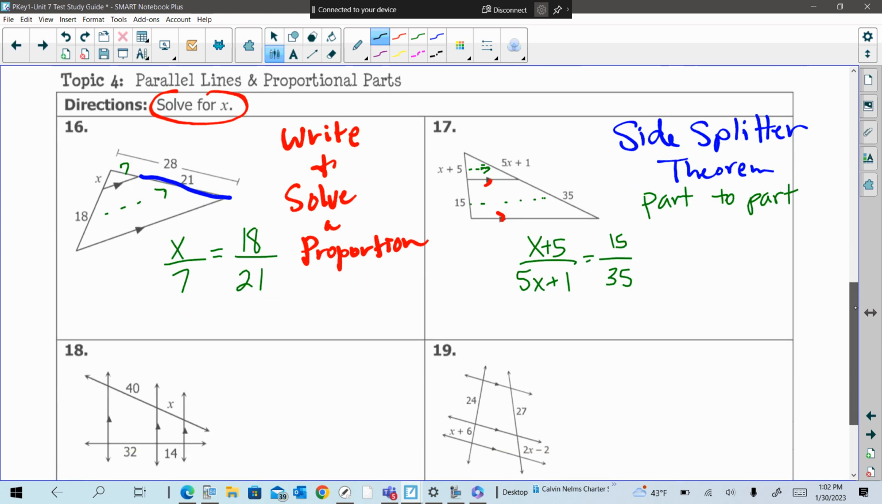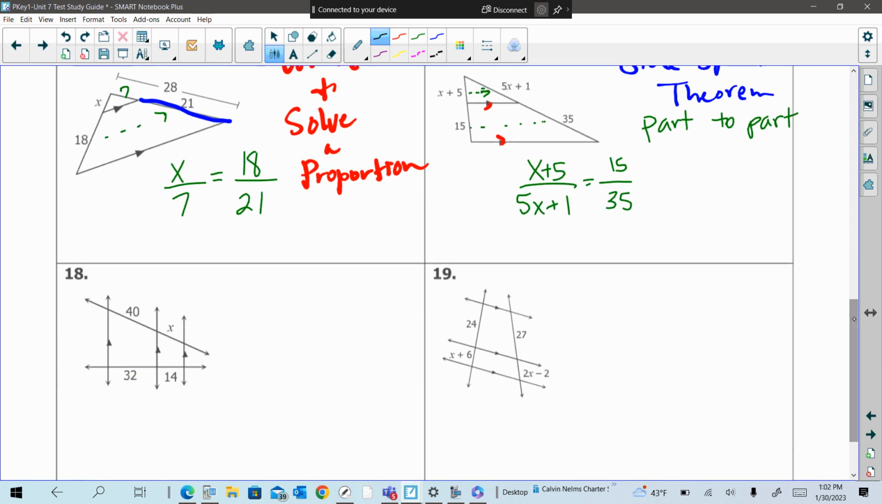So this is pretty much it right here. Proportions, writing proportions, solving proportions. You will have some decimal answers. I think there's 3 total. I can't remember. I'll double check.